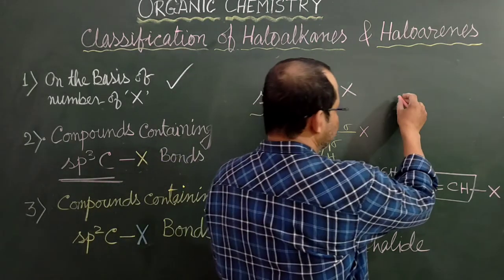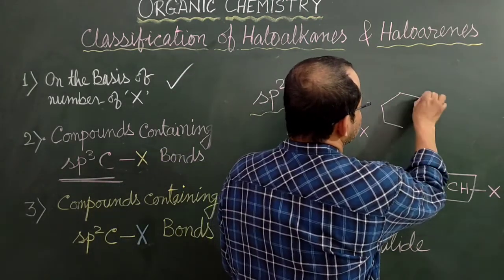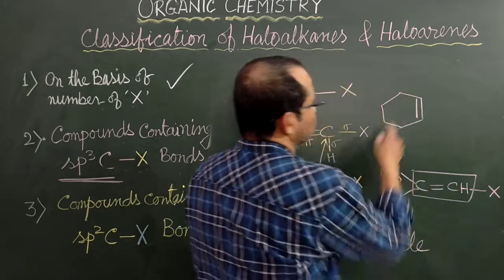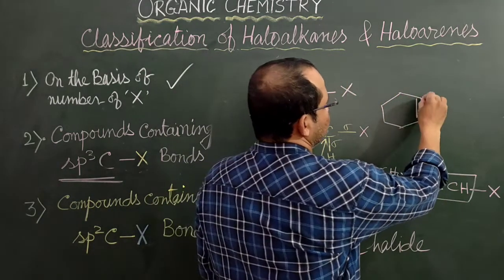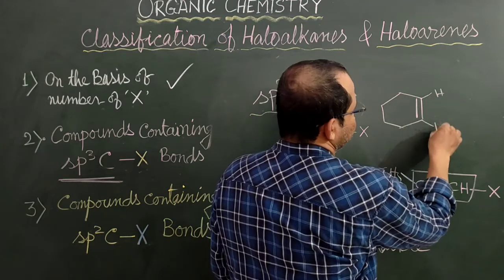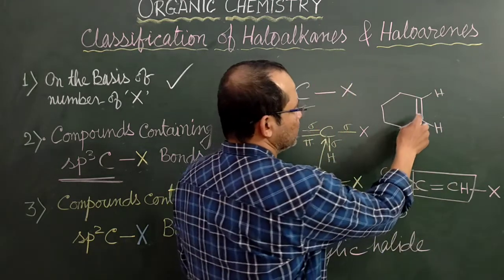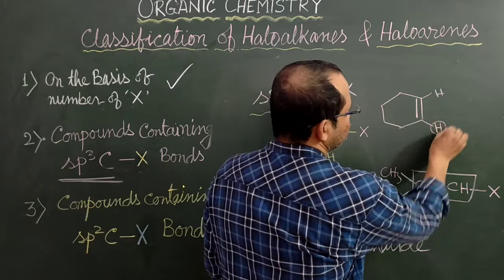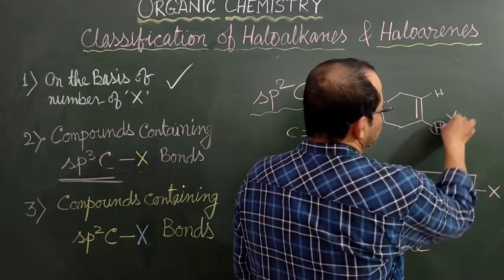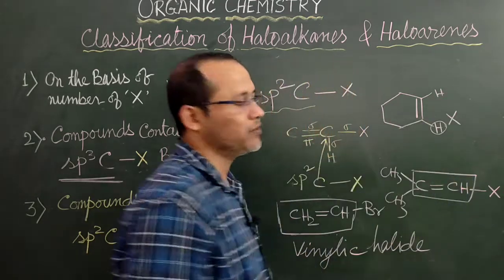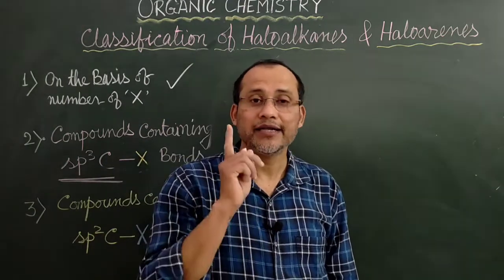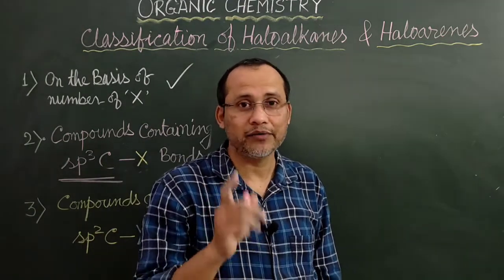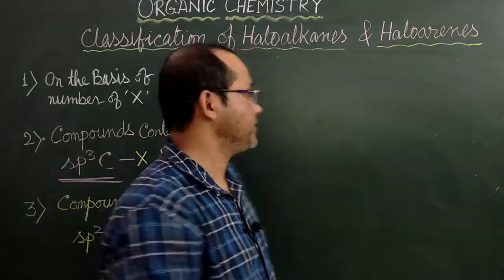Now come to the cyclic one. If we consider this, now this is a cyclic 6-membered ring where one double bond is there. Now one hydrogen is present here, another hydrogen is present here. Now from this sp2 carbon atom, if we replace this hydrogen by one halogen, then the product will be vinylic halide. And the last category for today will be aryl halides.